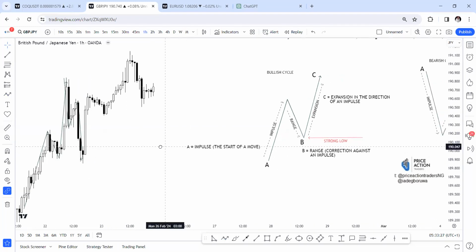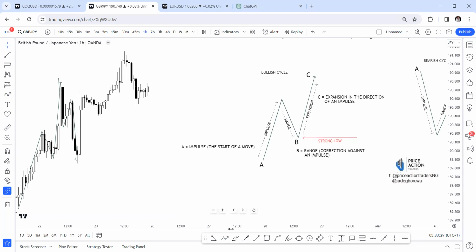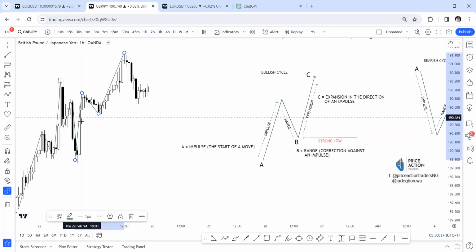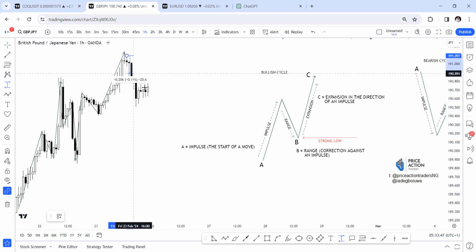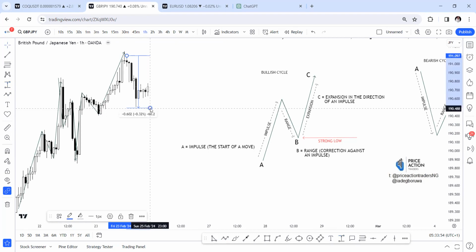But there's something I would like to point out that happened here too. After the completion of this cycle, which is leg A, B, C, the price moves downward. You can imagine the number of pips on Friday close. The Friday close is almost about 50 or 60 pips on Pound Japanese Yen.